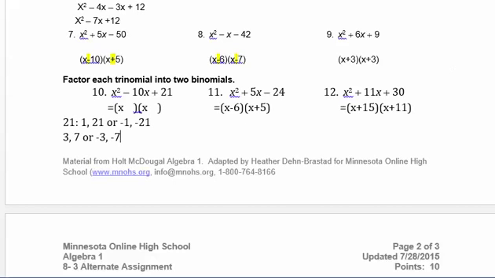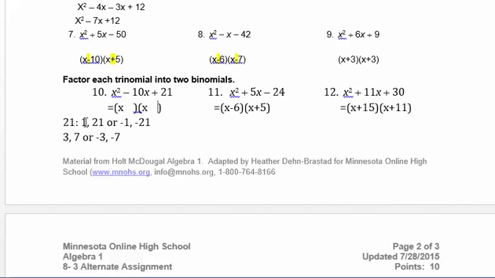Now, that means that in this parentheses is either going to be a 1 or a 21 or a 3 or a 7. And same thing over here. If we put a 1 here, we got to put a 21 here. If we put a 3 here, we got to put a 7 here. Only the factors of 21 could possibly go in that parentheses, nothing else.